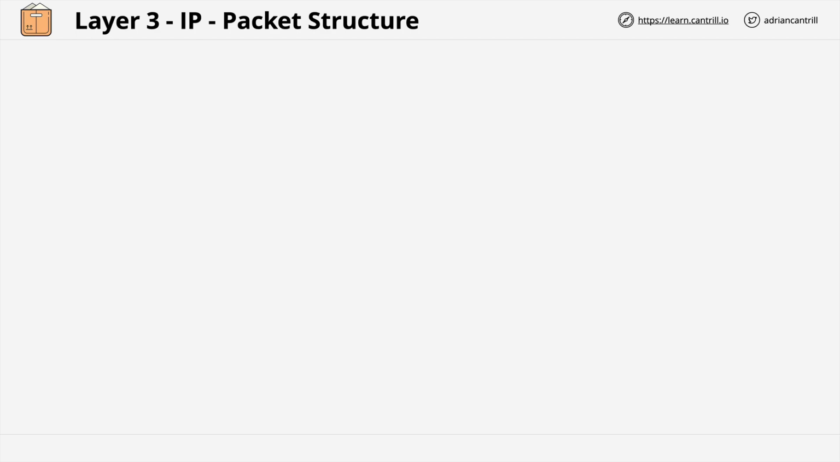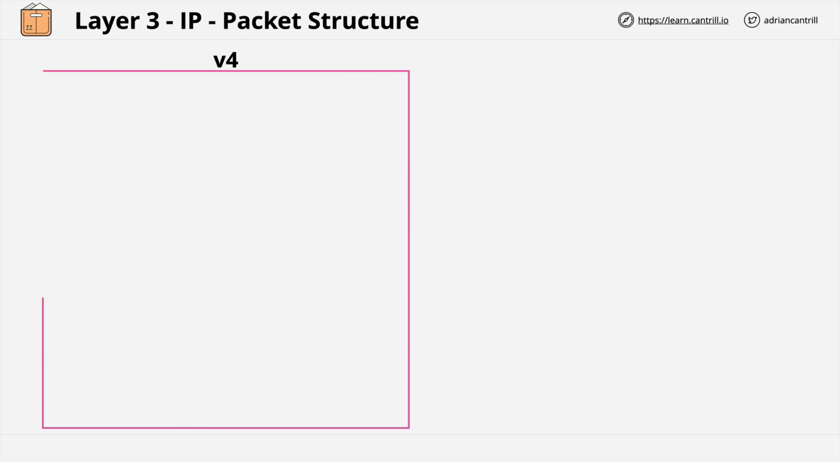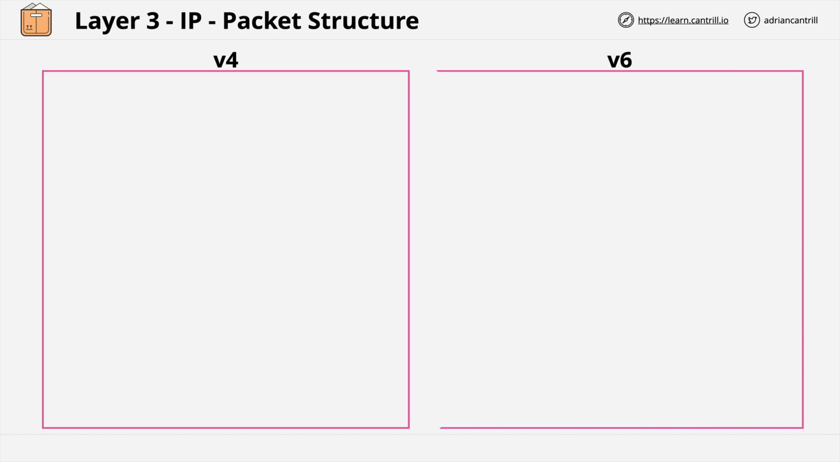Now, there are two versions of the Internet Protocol in use. Version 4, which has been used for decades, and version 6, which adds more scalability. And I'll be covering version 6 and its differences in a separate lesson.